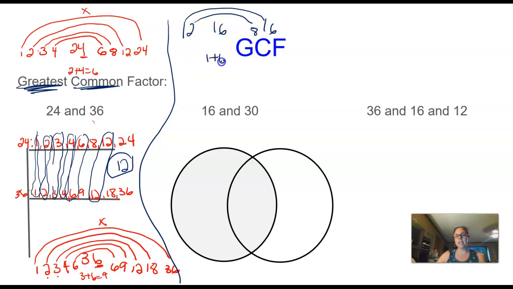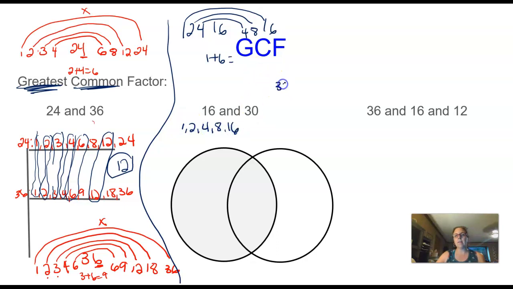3, 1 plus 6 is 7, so 3 won't go into it. We know 4 goes into it because 4 times 4 is 16, so we're done. So we know our factors of 16 are 1, 2, 4, 8, and 16.